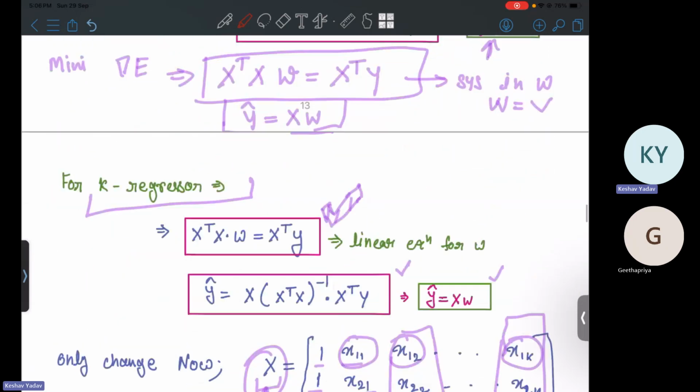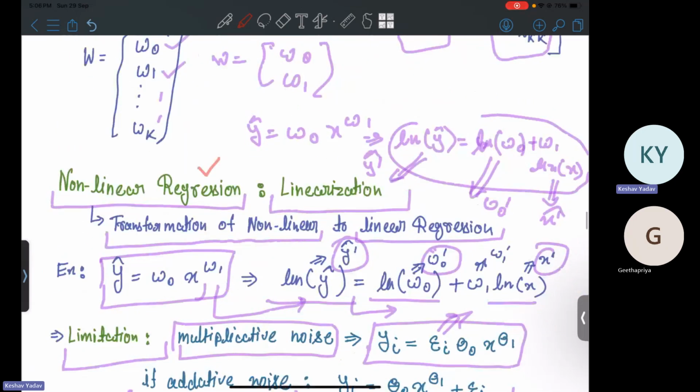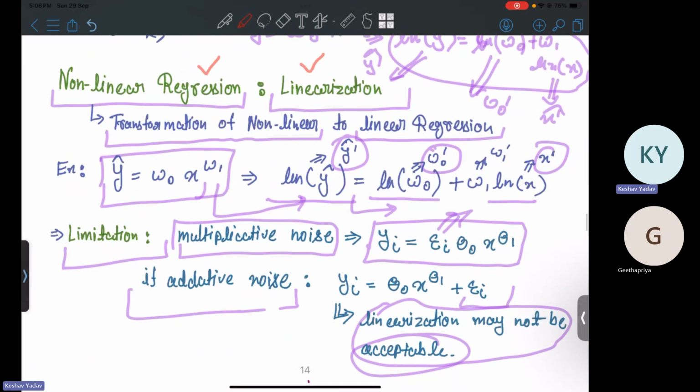Then we have seen that we can convert the non-linear regression into a linear regression problem. But there is one condition: once we have converted the problem into a linear regression problem, in that equation the noise should be in additive form. Okay. So this is the problem solving session of week 10.